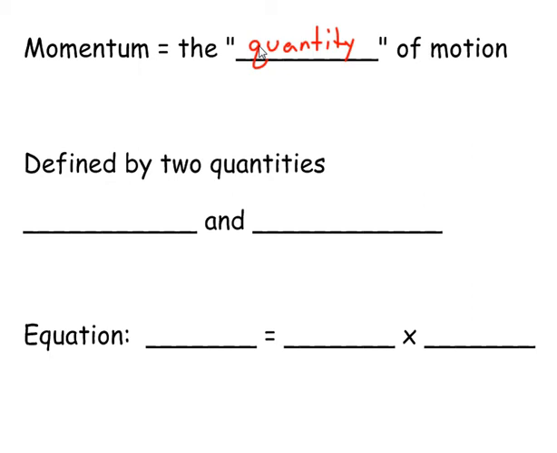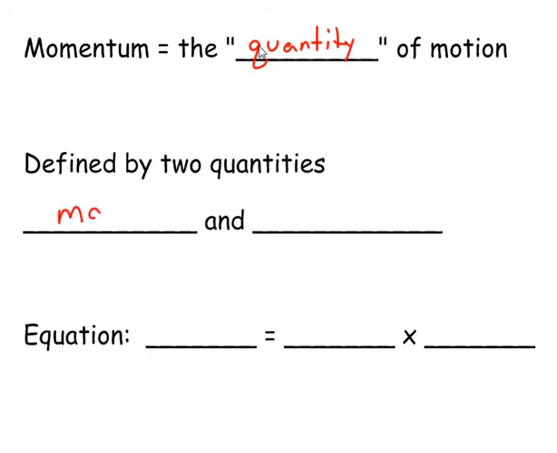A piece of dust at 1,000 miles per hour doesn't really represent a lot of motion. A very big object, like a cargo ship moving at half a mile an hour, doesn't represent a lot of motion either. So we're looking for the quantity of motion, which is the combination of two quantities.